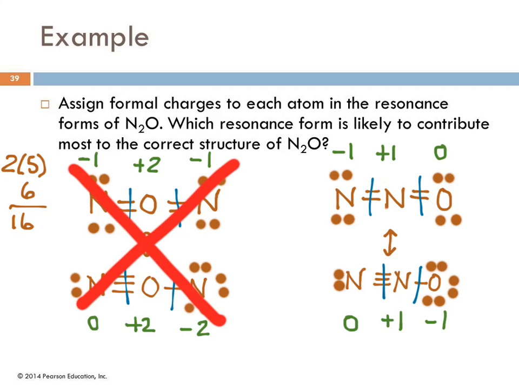Well, they both have +1, -1, and 0. So the magnitude of the formal charges is the same. Where would we prefer a negative formal charge to be? On the more electronegative element. Which is the more electronegative element? Oxygen. So in this structure, oxygen has the negative formal charge. Oxygen hogs the electrons. Oxygen is more attractive to electrons than nitrogen. And so this is more likely to be the case than this one.